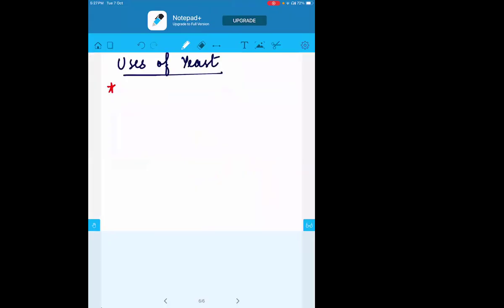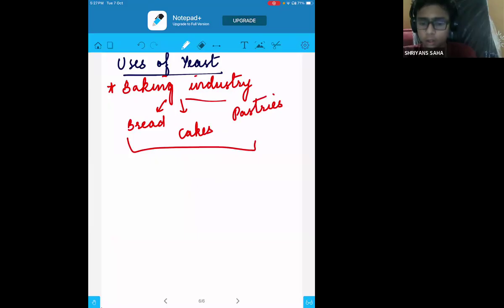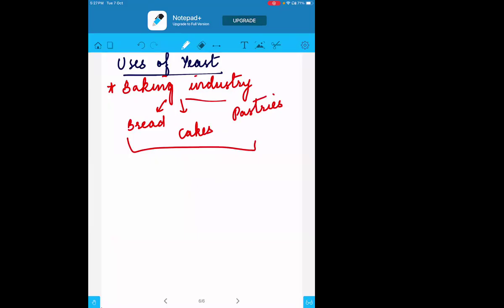So I'll just quickly write about the usage of it, where we will be using it. They will be used in the baking industry. For what reason? For making bread, cakes, and pastries. Fine. Shall we write? Just a minute. Let me complete one more topic and then you can write. So by this, what happened? The CO2 they release makes the dough rise. That dough will become fluffy and it will rise also.